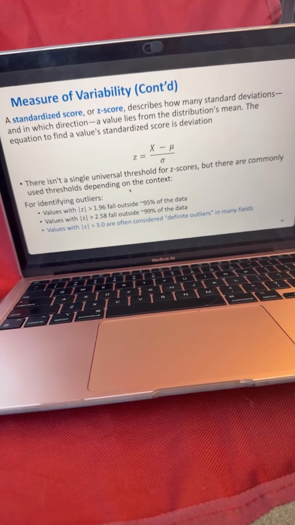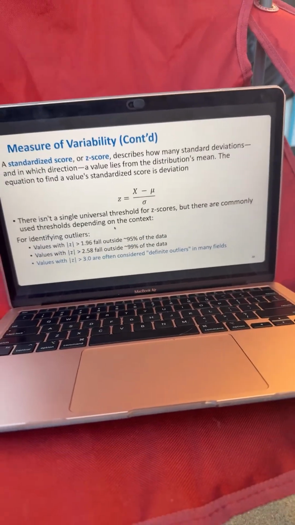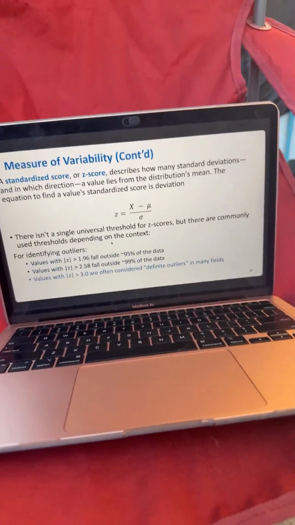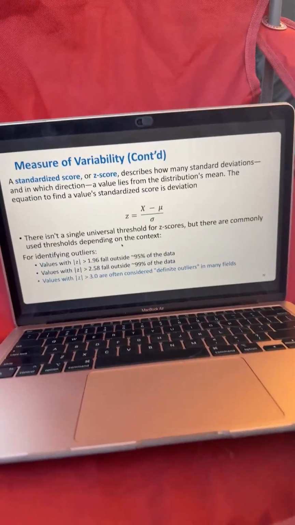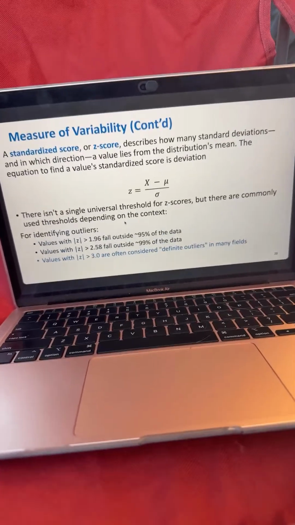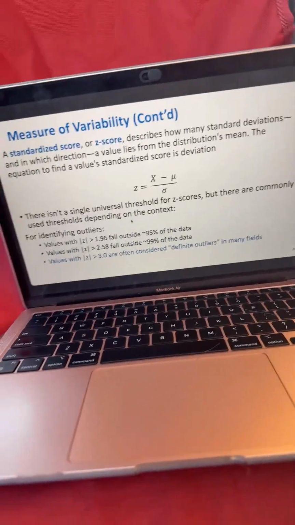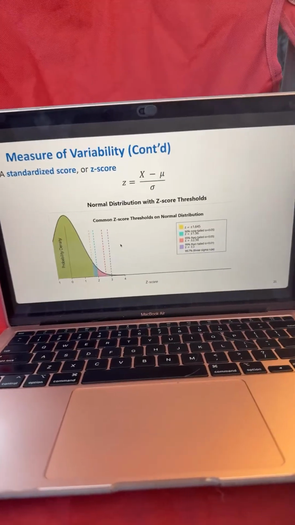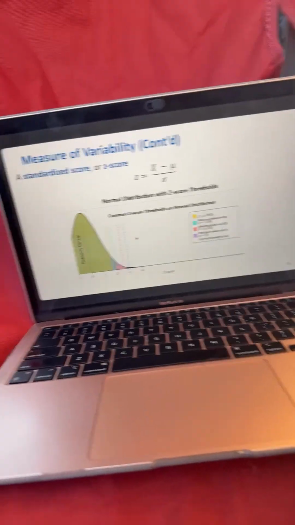For identifying outliers, values with a z-score over 1.96 fall outside of 95% of the data, 2.58 is 99%, and over 3 is definite outliers in many fields. Perfect. Nice. All right. So a z-score, we went over that.